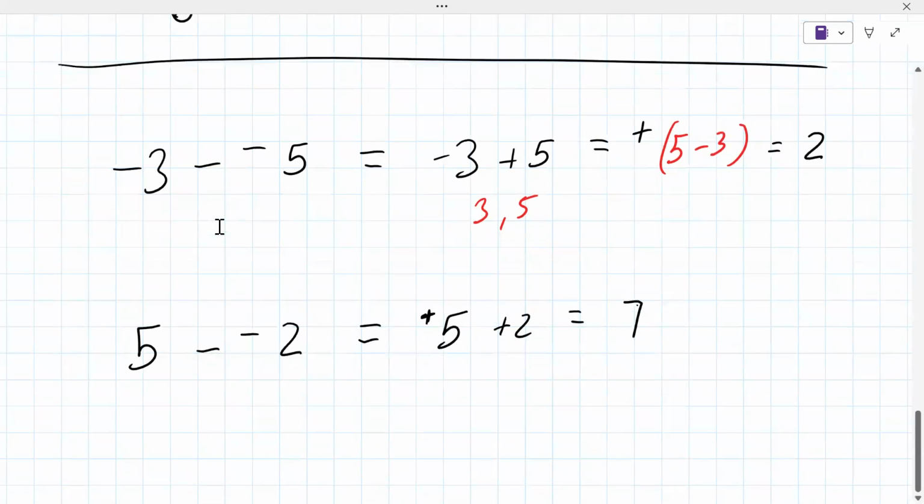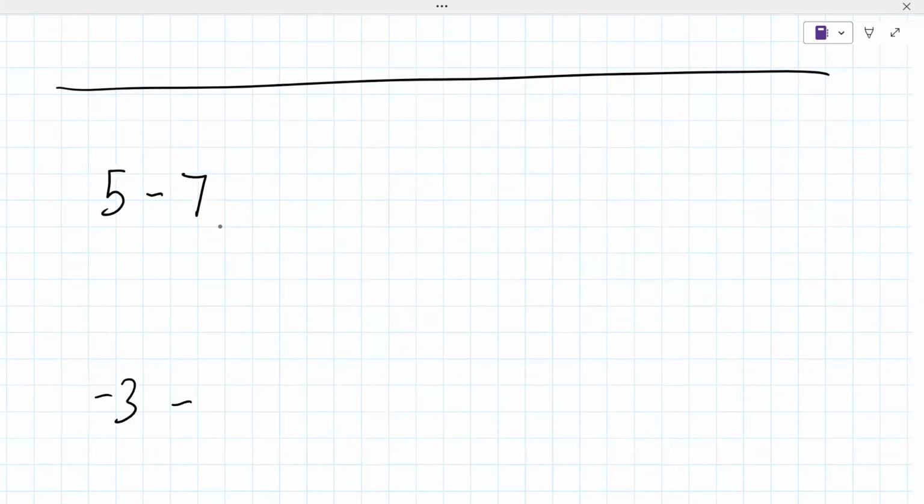Okay, you ready to do a couple more? Yeah. You're gonna get this. This is why we're doing this. Once you get this, it opens up all the other stuff that we need to do. Okay, go ahead and try these for me, please.